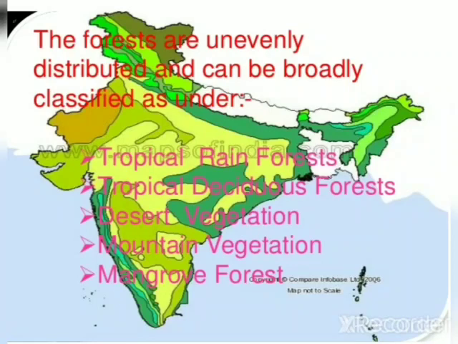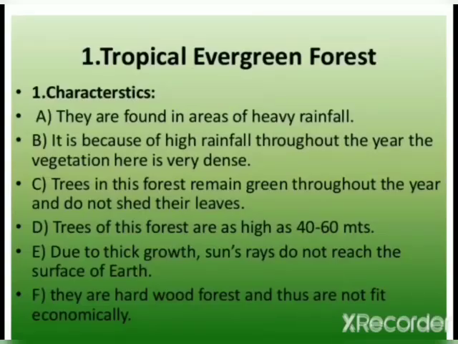The next one is forest based on variation of relief features. So under that we'll have mountain forest or mixed forest. The second is the mangrove or tidal or littoral forest. Okay, so these will come under the variation of relief features. Now let's take first the tropical evergreen forest.